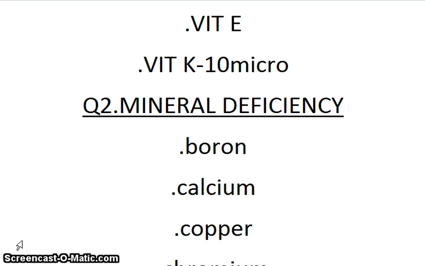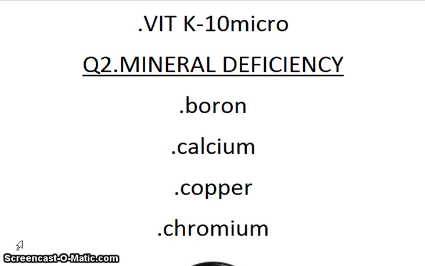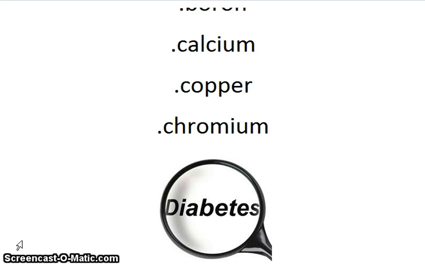Next is chromium. This is quite a sensation these days, as many pharmaceutical companies have identified chromium as one of the main culprits in diabetes. It has been found that deficiency of chromium impairs the glucose tolerance of the tissues and thereby enhances type 2 diabetes mellitus.